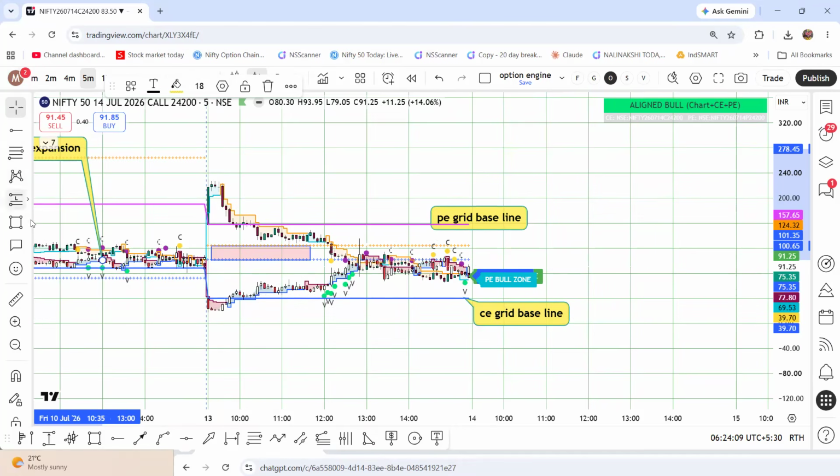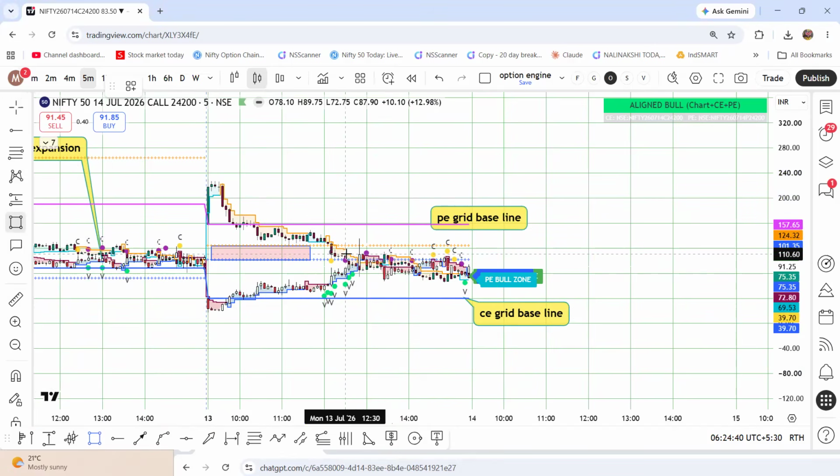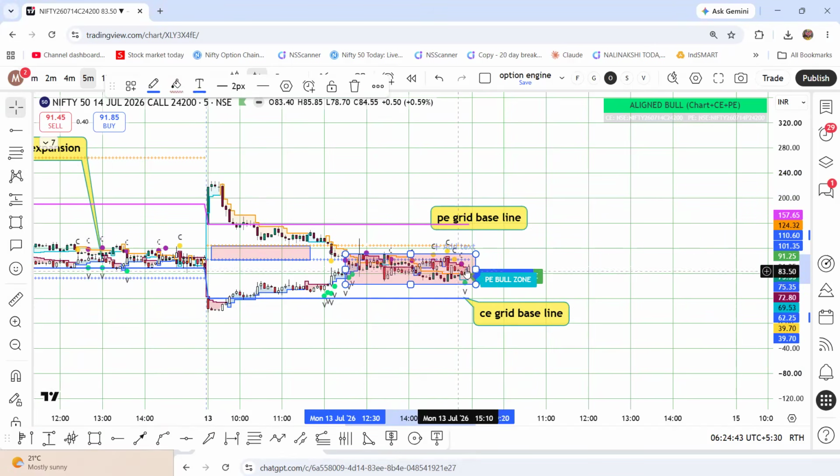Actually, when the market gapped down yesterday, this was directional. Call option was directional, put option was directional. It came down, they met at the crossroad. After that, there was no expansion in the Nifty. You can also notice the time. It all started happening by 12:55. After that, there was no movement at all of the premiums.